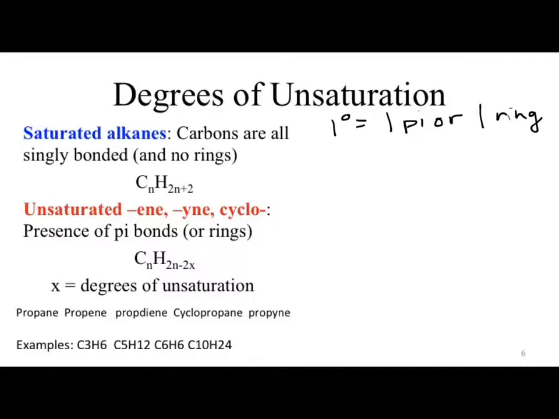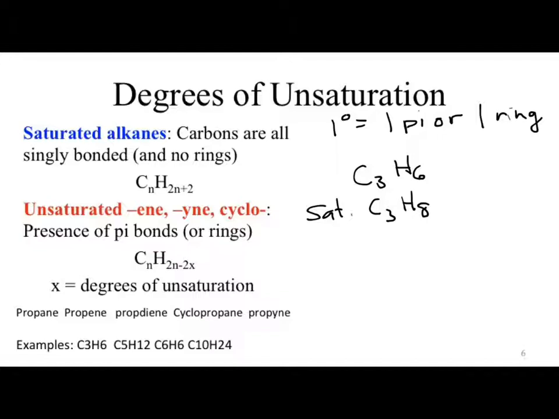So let's take a look at C3H6. We want to figure out how many degrees of unsaturation there were. So ultimately what we have to do is compare that back to what it would be if it was fully saturated. Okay? So if it was fully saturated, our saturated structure would be C3H, 2 times 3 is 6 plus 2 gives us 8.